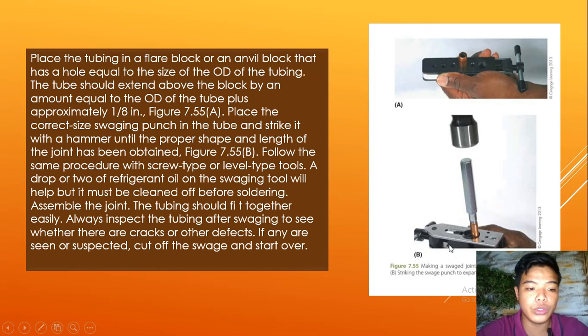A drop or two of refrigerant oil in the swaging tool will help, but it must be cleaned off before soldering. Next, assemble the joint. The tubing should fit together easily. Always inspect the tubing after swaging to see whether there are cracks or other defects. If any are seen or suspected, cut off the swage and start over.